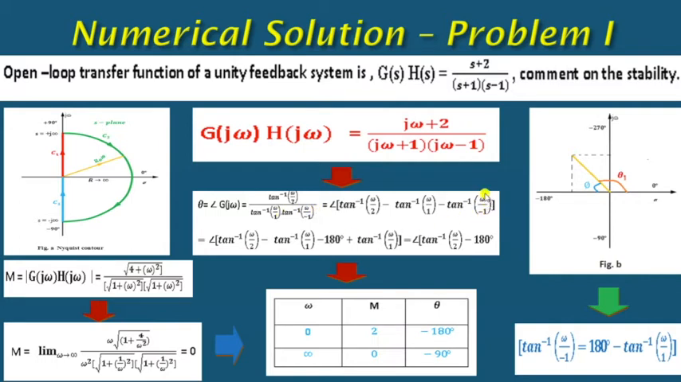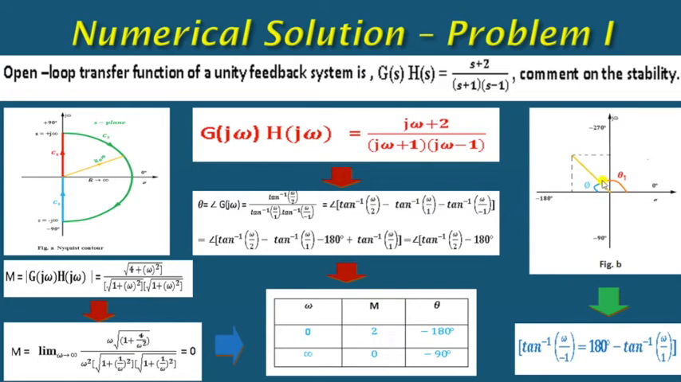And this angle is tan inverse omega by minus 1. This is the imaginary part, that means omega, and the real part is minus 1. That means this is the negative real axis. So this is minus 1. So the angle is theta 1.